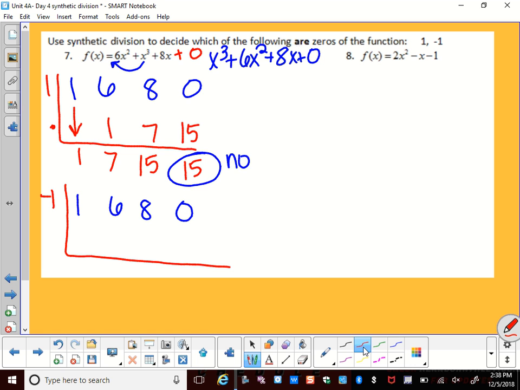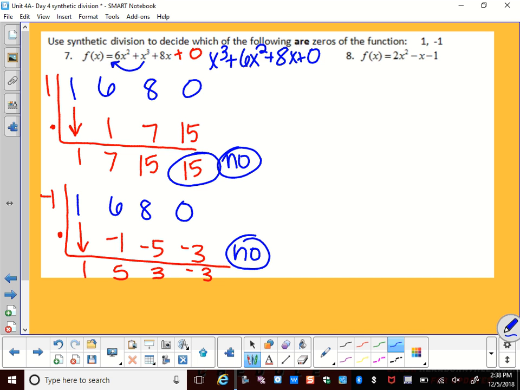The second one. I pull my 1 straight down. If I multiply, I get 1 times negative 1 is negative 1. 6 minus 1 is 5. I multiply, and I get negative 5. I add going down, and I get 3. Multiply going across. 3 times negative 1 is negative 3. So this one does not work either. No and no.